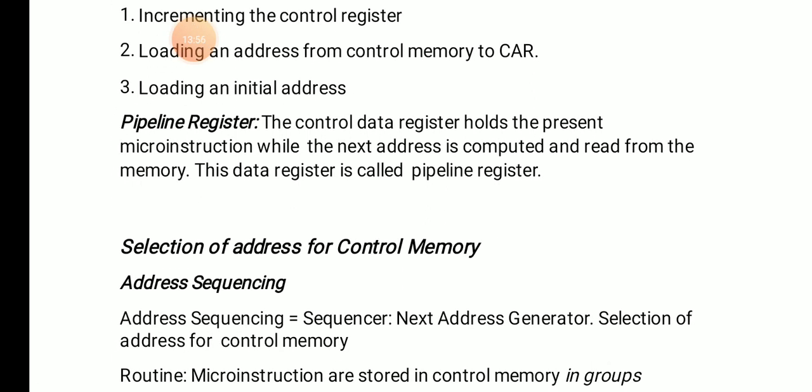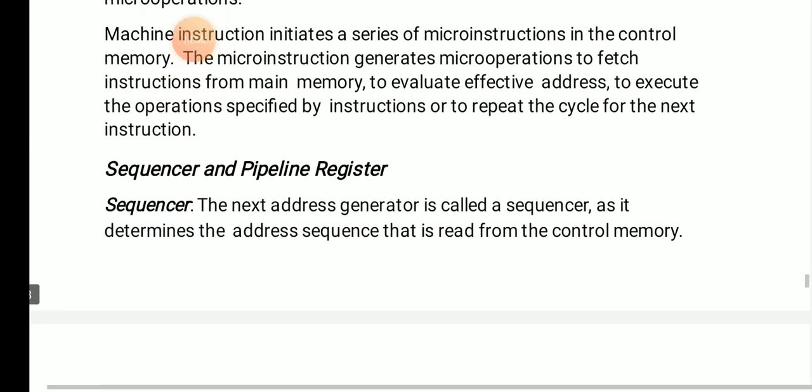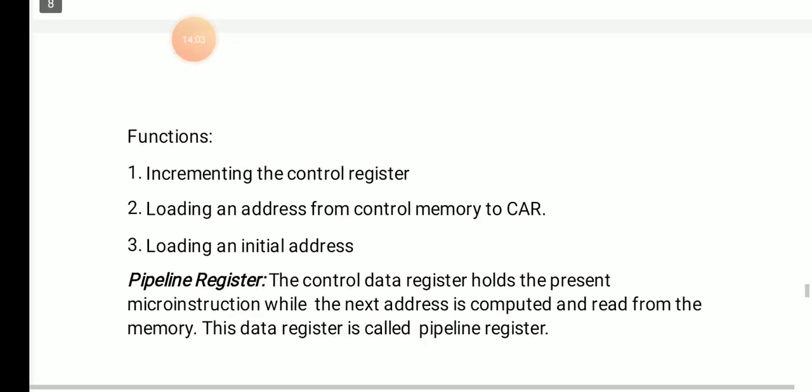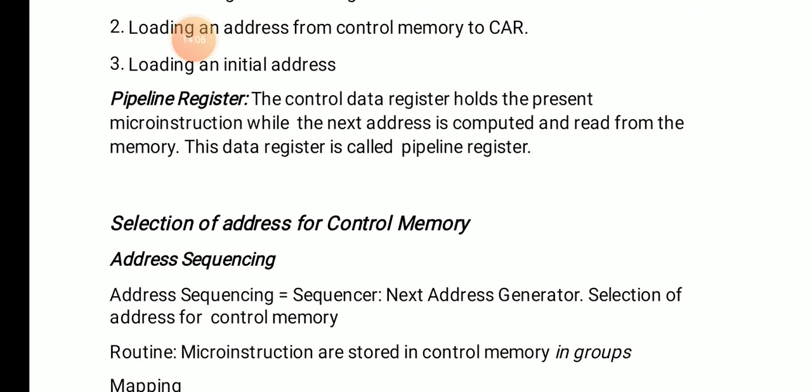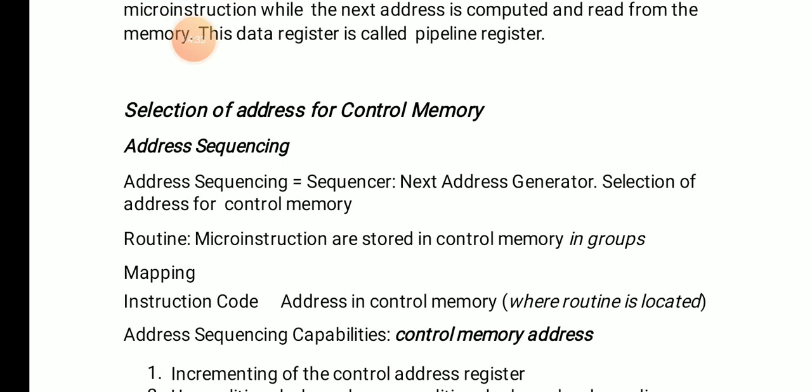So that is the pipeline register. The control data register holds the present microinstruction while the next address is computed and read from the memory. This data register is called a pipeline register. First it holds the microinstruction while the next address is computed, then it is read from the memory. We will discuss the pipeline in detail in the next chapter.